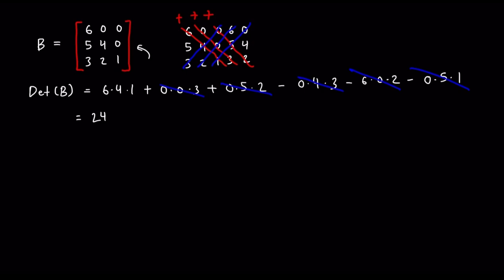So that's the determinant of this matrix. And it turns out that the determinant of a triangular matrix is just the product of the main diagonal, which is highlighted here. So whether it's a 2 by 2, 3 by 3, or even 4 by 4 matrix, the determinant is just the product of its main diagonal.